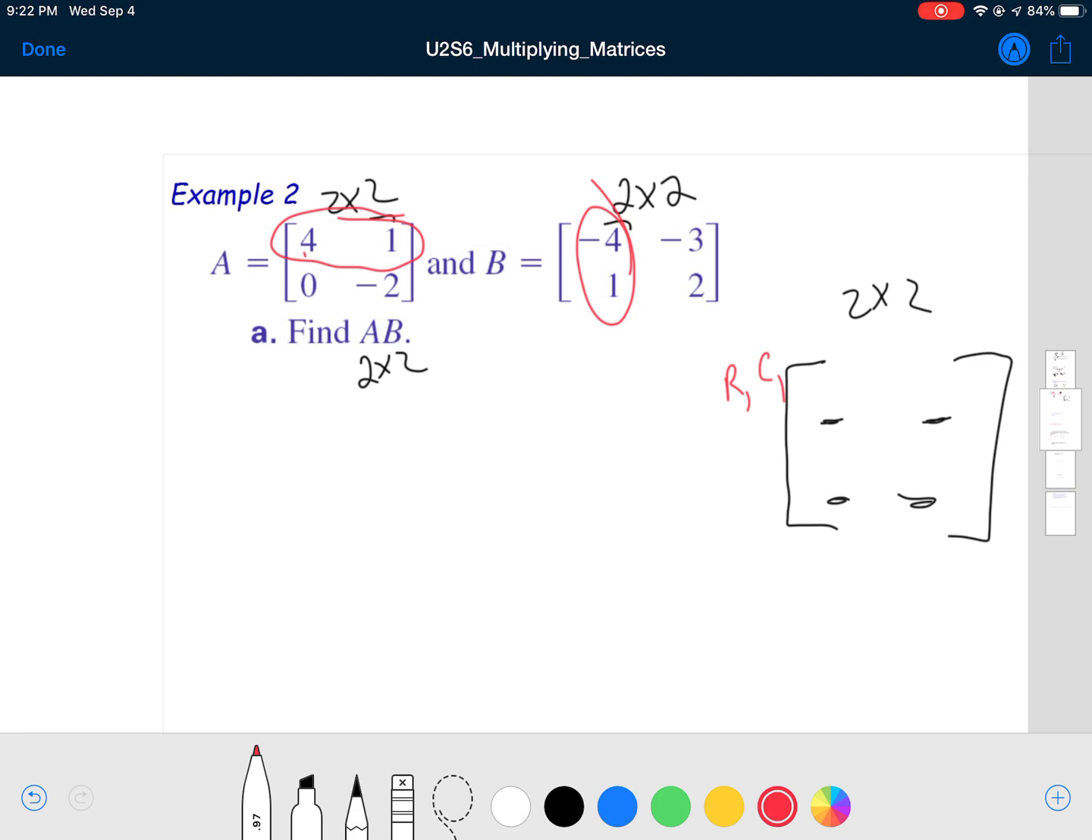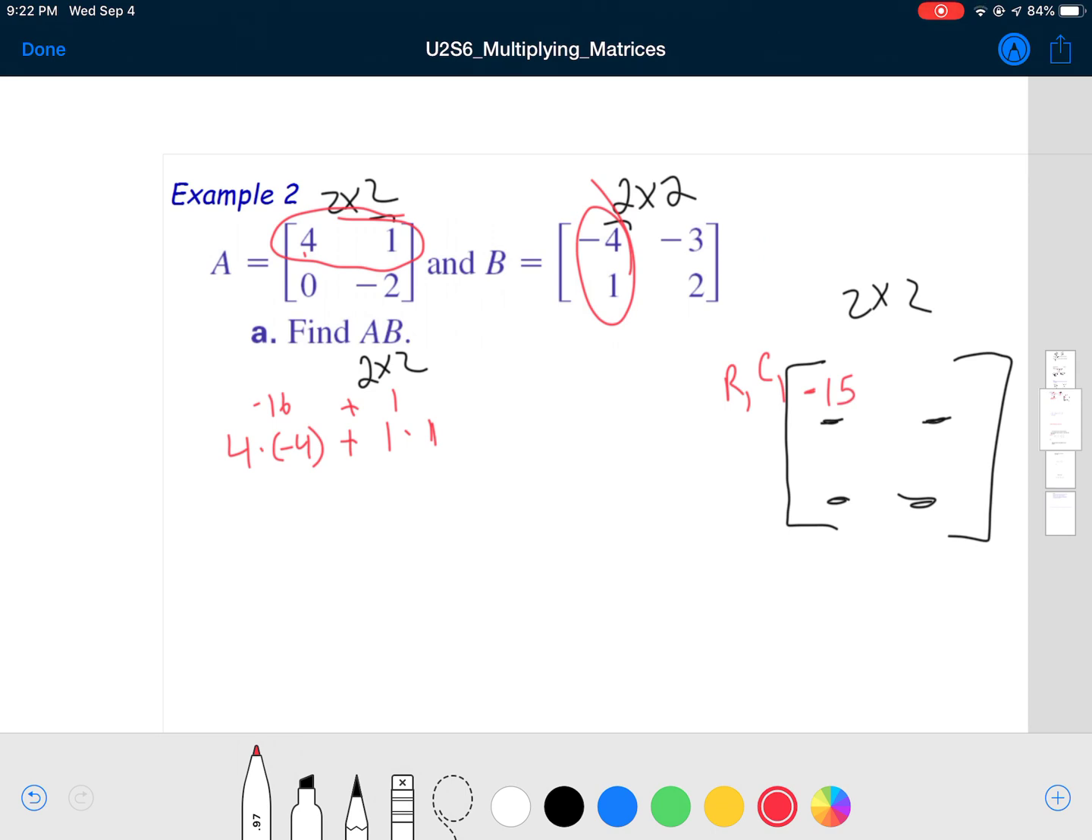So the first number I see in the first row is 4. I'll multiply that by the first number I see in the first column. Okay, I'll do the same thing with the second number in the first row times the second number in the first column. And I'm going to take those products and add those together. So 4 times negative 4 gives me negative 16, plus 1. So my first entry here will be negative 15.